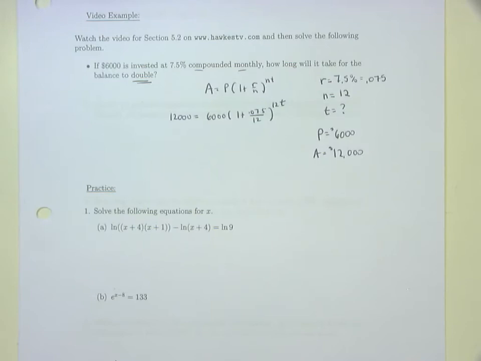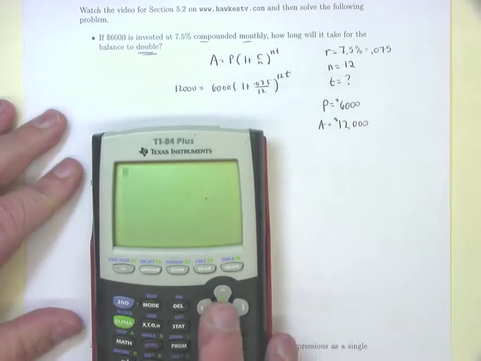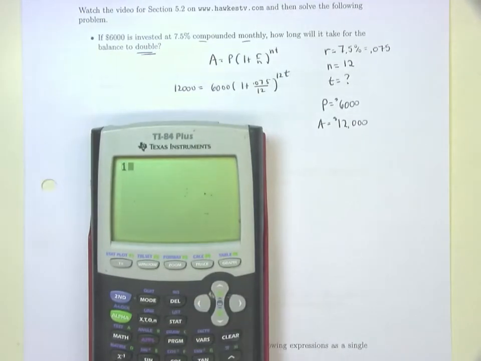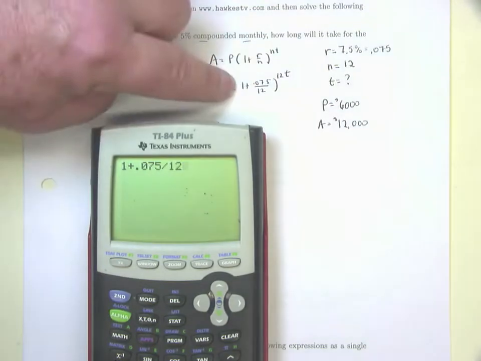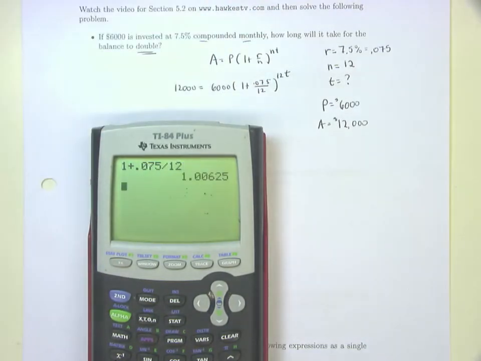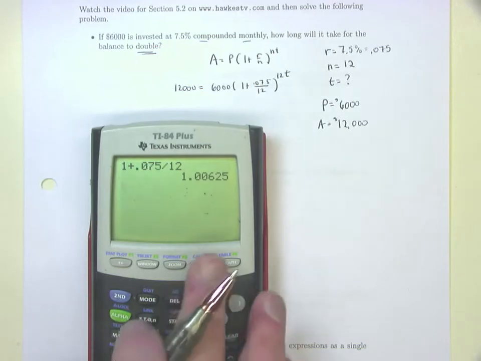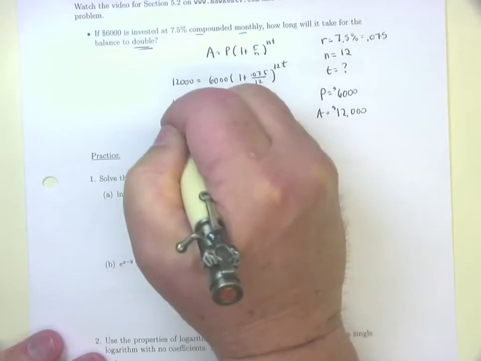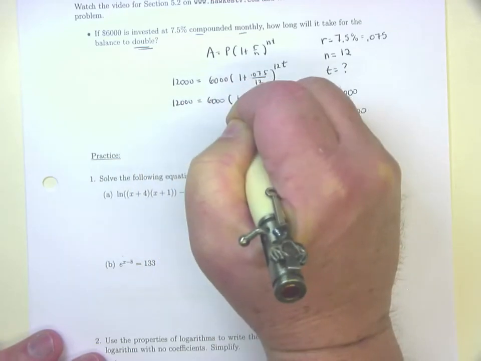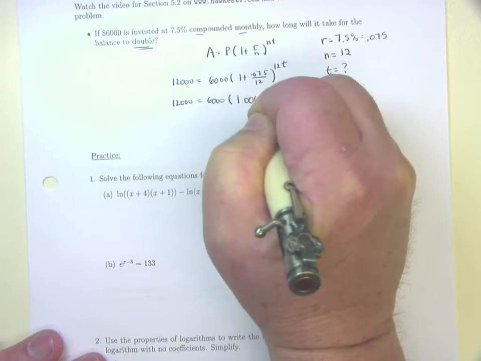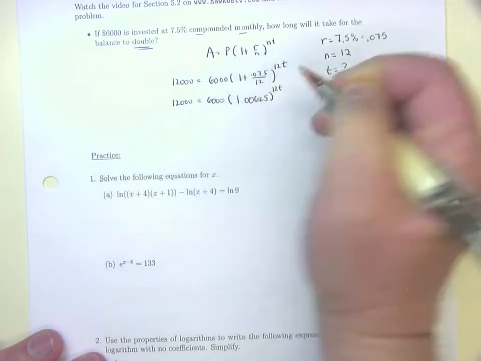All right, so watch what I do. First thing I'm going to do is clean up, using order of operations. I'm going to clean up inside my parentheses. So I'm going to use my little calculator and type in 1 plus 0.075 divided by 12, just focusing on the part inside the parentheses. I end up getting 1.00625. So this equation turns into 12,000 is equal to 6,000 times 1.00625 raised to the 12t.